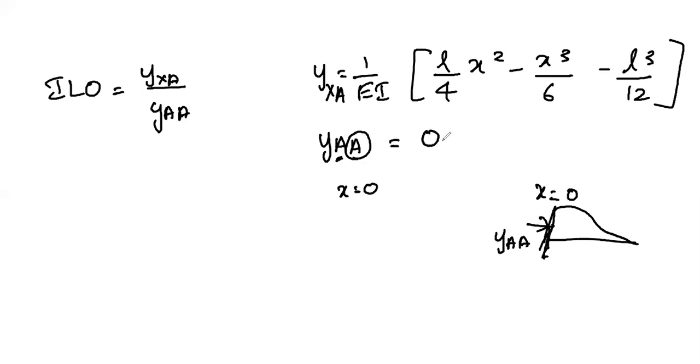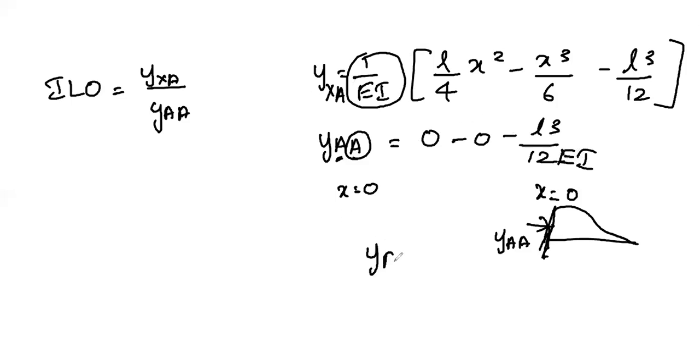What happened? These two terms will get cancelled, will become 0. So the answer will be minus L cube by 12 EI. Here we are having the EI, so I am putting it here itself. So the value will be minus L cube by 12 into EI. YAA equal to minus L cube by 12 EI. So I found the value of YXA and the value of YAA.